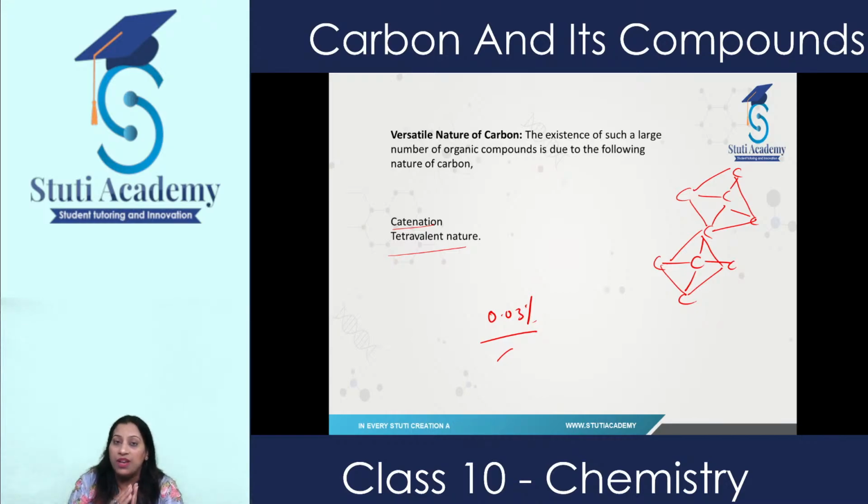We use diamond for cutting purposes also. For cutting glass in factories, we use diamond. So these are the properties of diamond. It has very high melting and boiling points due to this rigid structure. This is due to this complex, 3D structure.